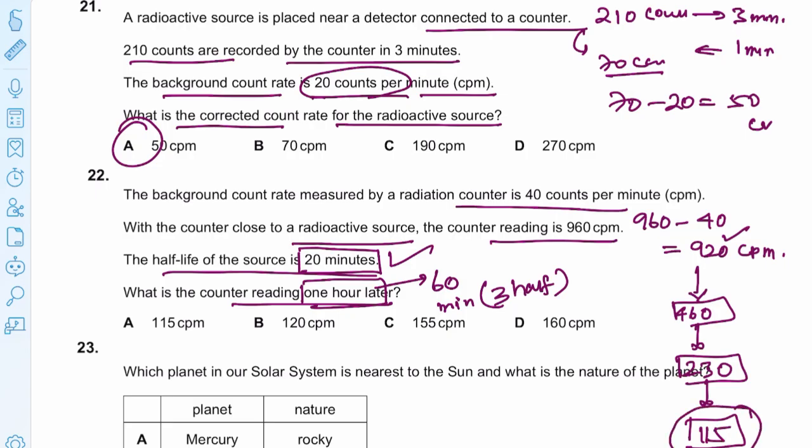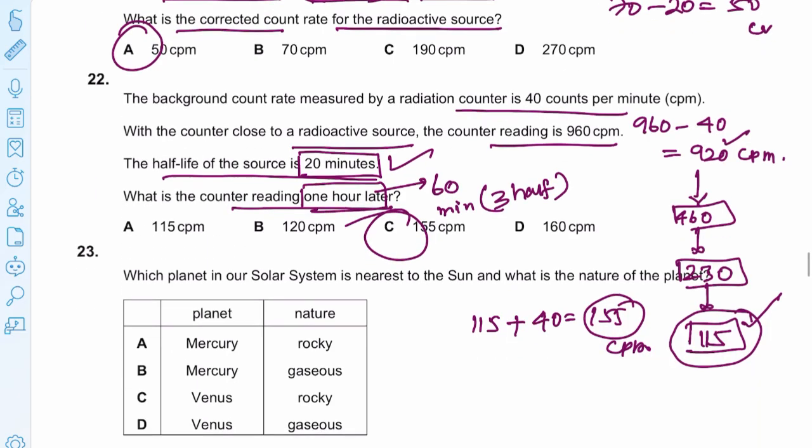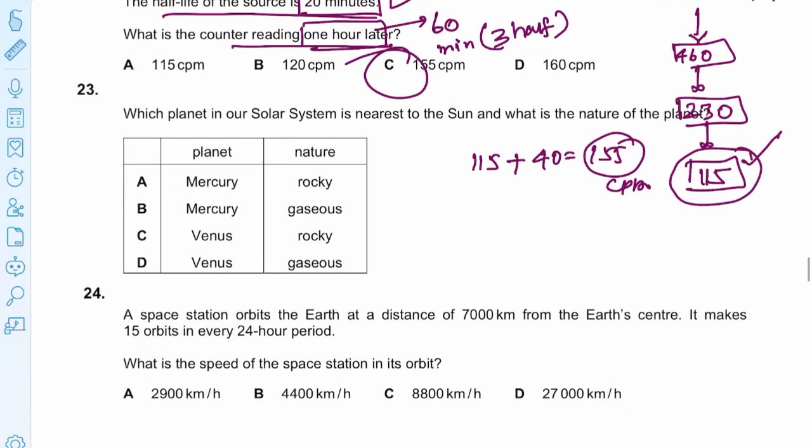After finding the three half-lives cpm, then please add the background noise, right? That is given, I think, 40 counts per minute, right? So 115 plus 40 becomes 155 cpm. So the answer should be 155 cpm. Did you understand? Okay. Question number 23 is given: which planet in our solar system is nearest to the sun, and what is the nature of the planet?